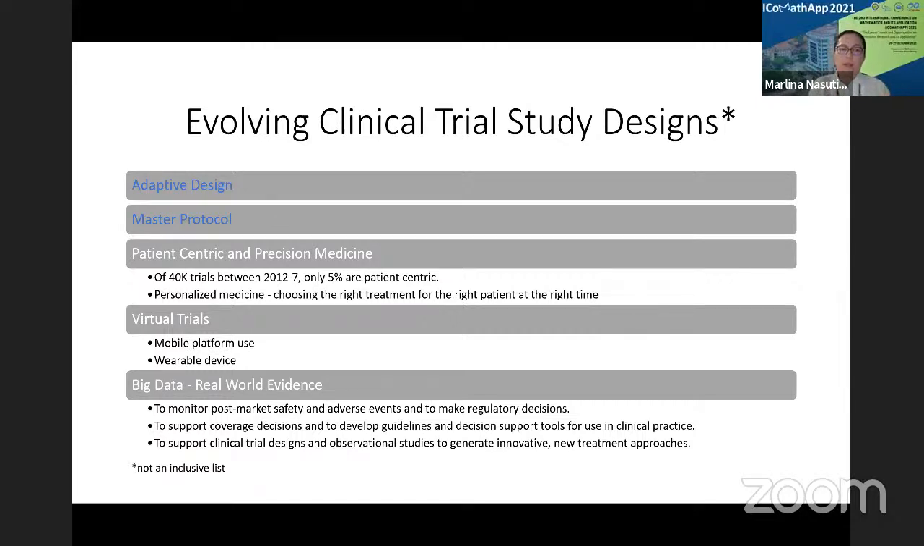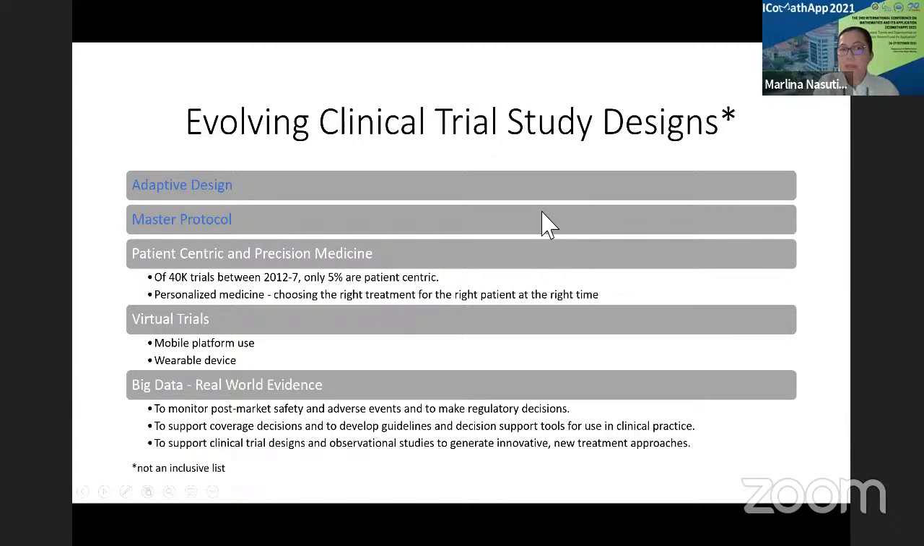So again, virtual trials are also another area that is very interesting. There are different kinds of challenges. It involves mobile platform use as well as wearable devices. So there's a question about data privacy, for example, and how the regulation can be done for this virtual data, as well as big data and real world evidence. I believe there are so many talks now discussing this big data in Indonesia. Combining that big data with artificial intelligence algorithms can be useful for clinical trials.